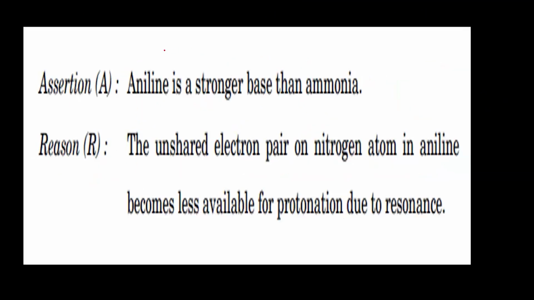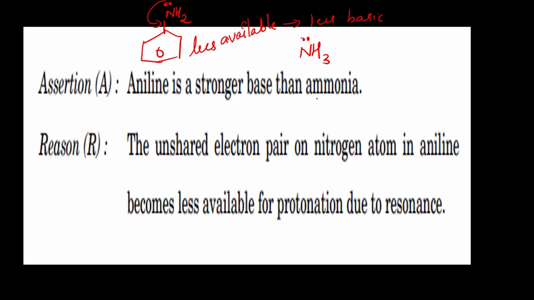Next: aniline is a stronger base than ammonia. What is the structure of aniline? Aniline is C6H5NH2 and ammonia is NH3, and both have a nitrogen atom with a lone pair of electrons. The unshared electron pair on the nitrogen atom in aniline becomes less available. Both are basic due to the lone pair of electrons on nitrogen. In aniline there is a resonance structure, so this lone pair becomes less available. Less available means less basic, so basicity decreases. So this statement is wrong: ammonia is a stronger base than aniline. Assertion is wrong, reason is correct.